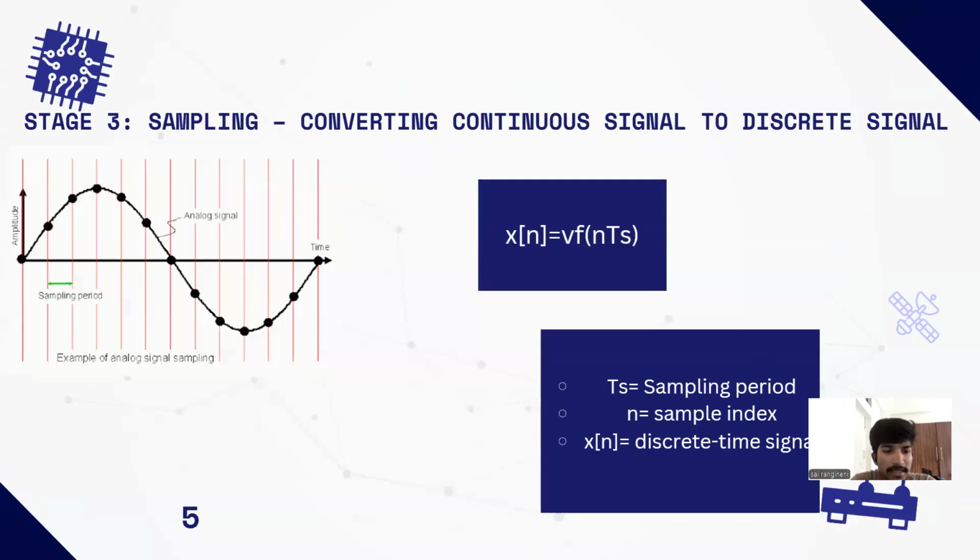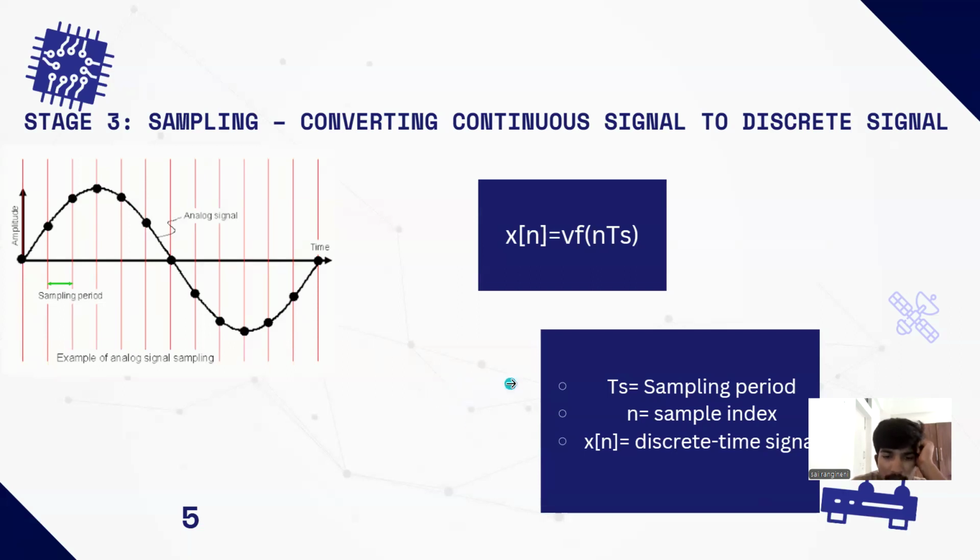Now we'll go to stage 3, sampling. Now we reach an important transformation, sampling. Until now, our signal was continuous in time. Sampling converts this continuous signal into discrete points. Mathematically, x of n equals v of n times ts.